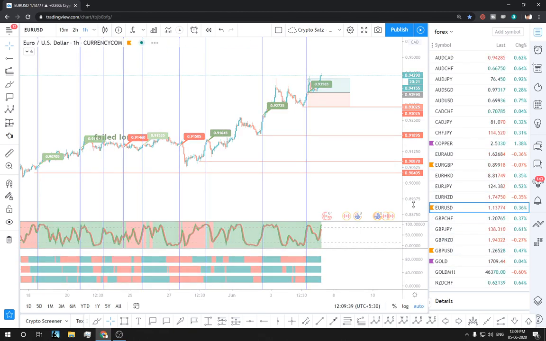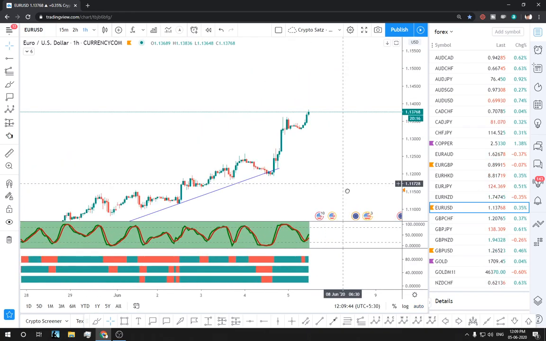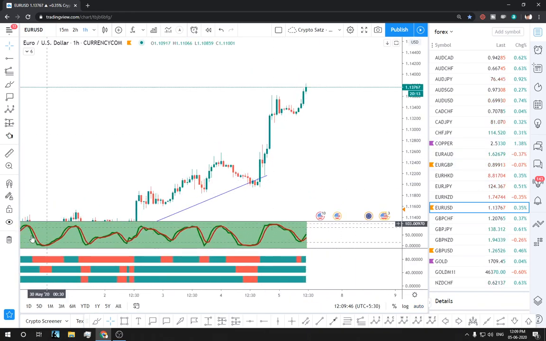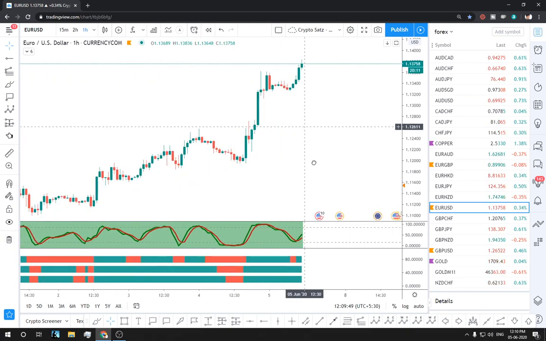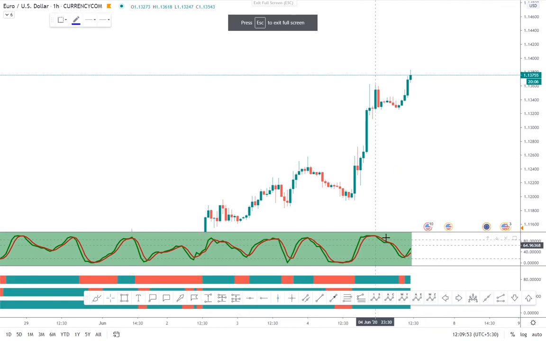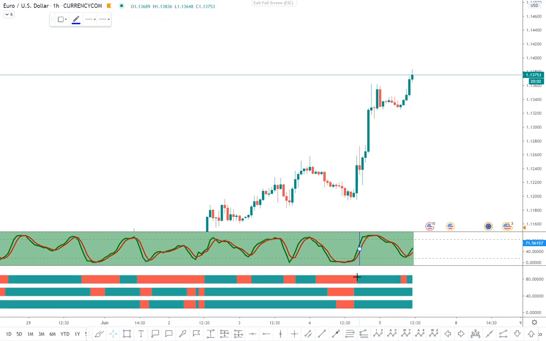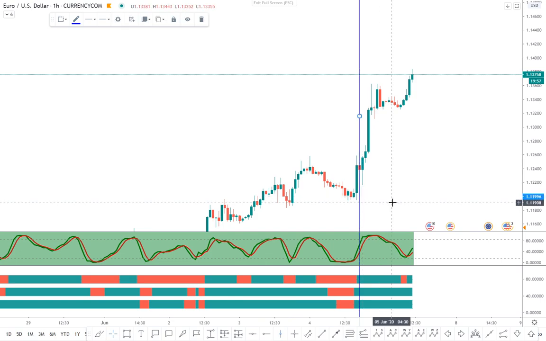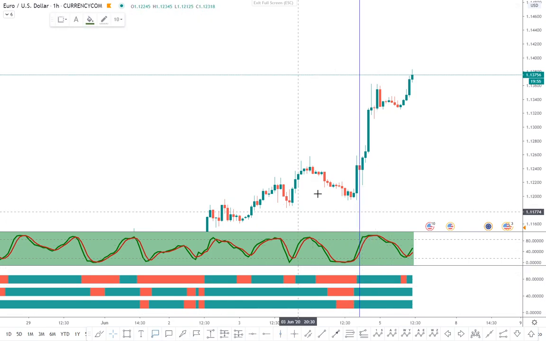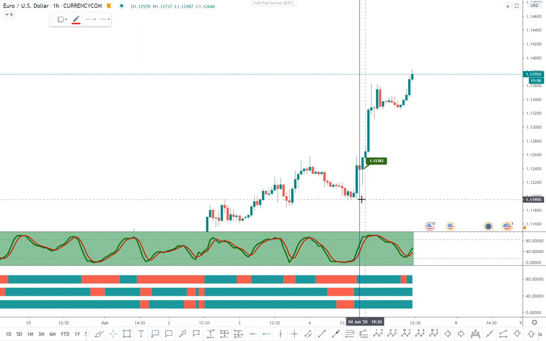I'll just show you one example, so as not to make this video long. So in here, just take this out, let's go full screen. Yeah, we have a long signal over here. We take a long at the open of the next candle. So next candle open was this. Stop loss below previous structure low, or 8 candles. So 1 2 3 4 5 6 7 8.